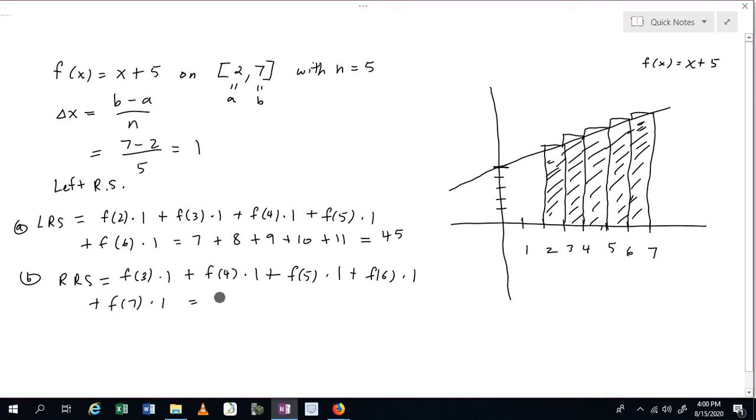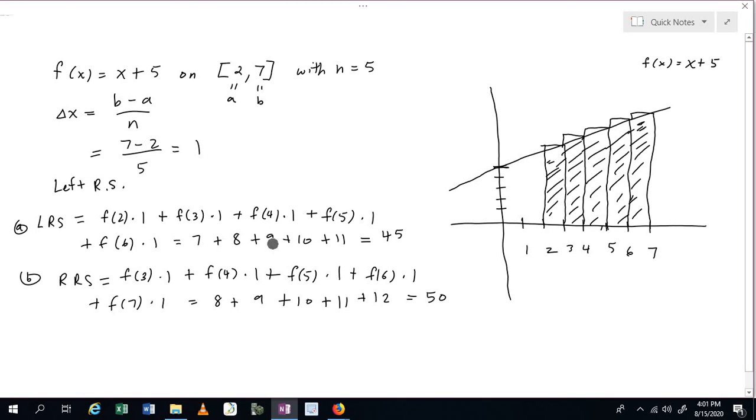Okay, so f of 3 is 8, f of 4 is 9, f of 5 is 10, f of 6 is 11, and then f of 7 would be 12. And each of those are multiplied by 1 because that's the width of each of the rectangles. Okay, and so we just add these up and we'll get the right Riemann sum. So it's 17, 27, 38, 50. Okay, so that's your right Riemann sum. Okay, so that's it. We're done with part A and part B.